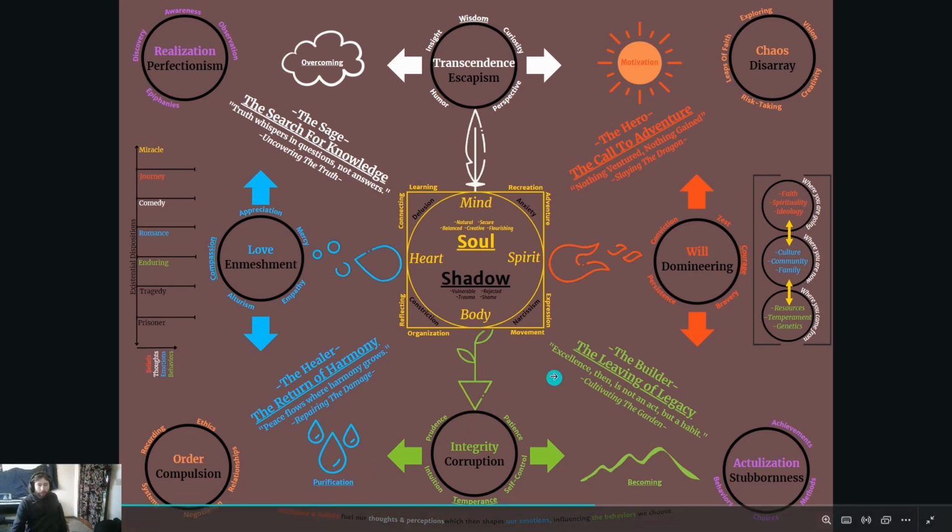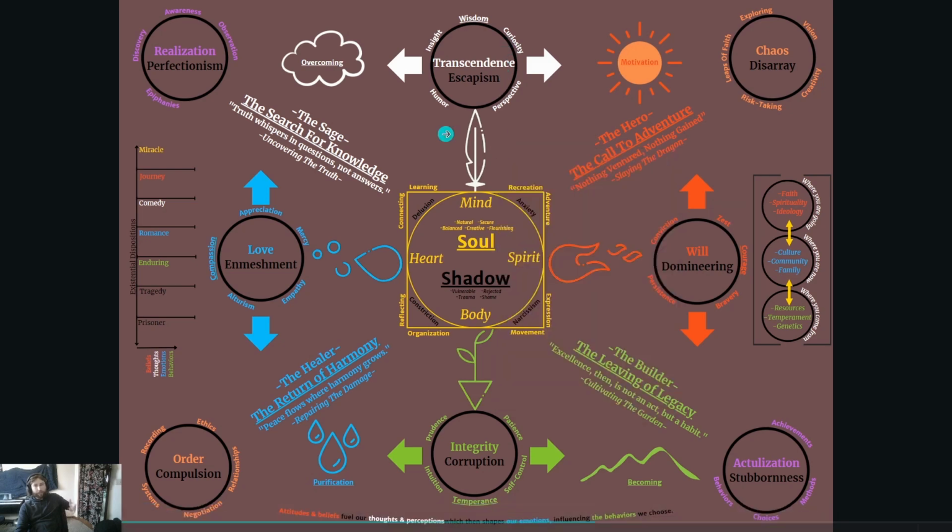Oftentimes, people come to therapy because they haven't purified themselves from their past experiences. They've developed certain legacies that are causing them problems with their relationships or with other symptoms. And so knowing what you need, where you're stuck, that's the main idea of this diagram.